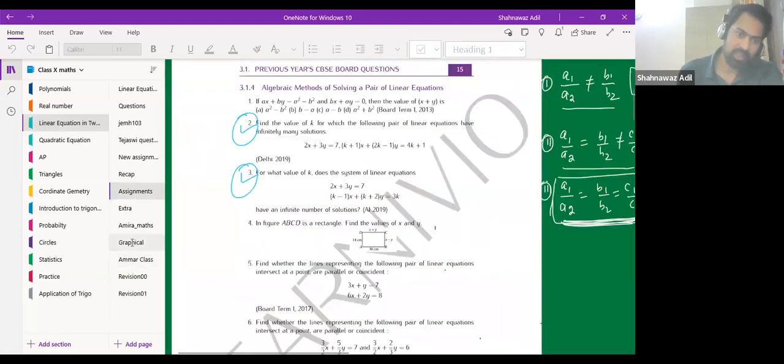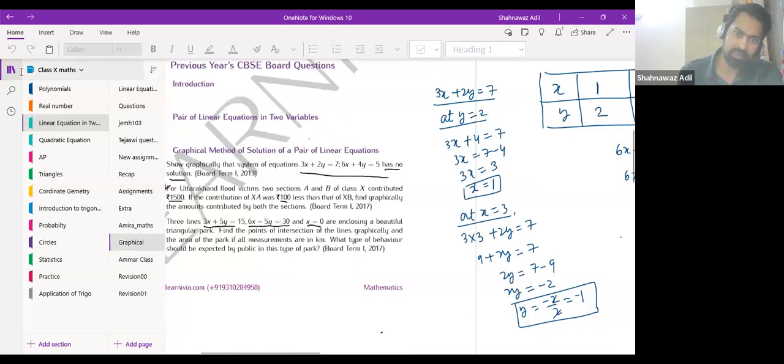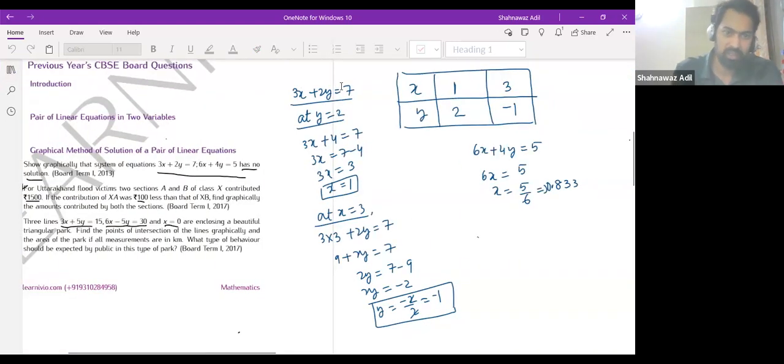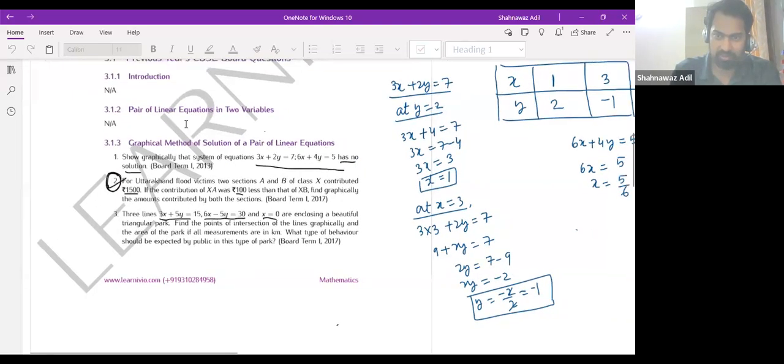Algebraic. So first one is this graphical method. So we will do only a few questions of this graphical method, and then you guys.